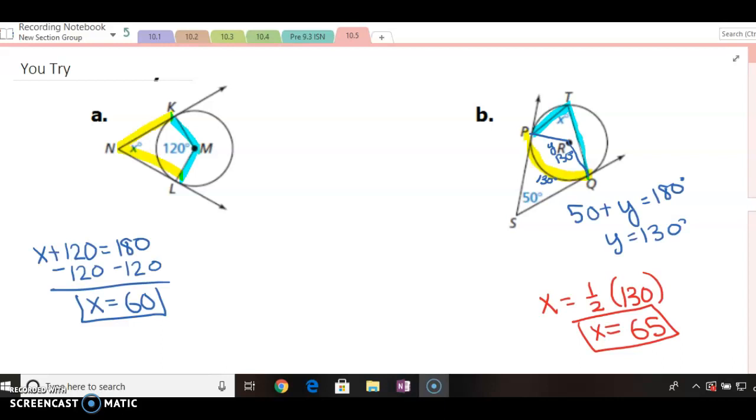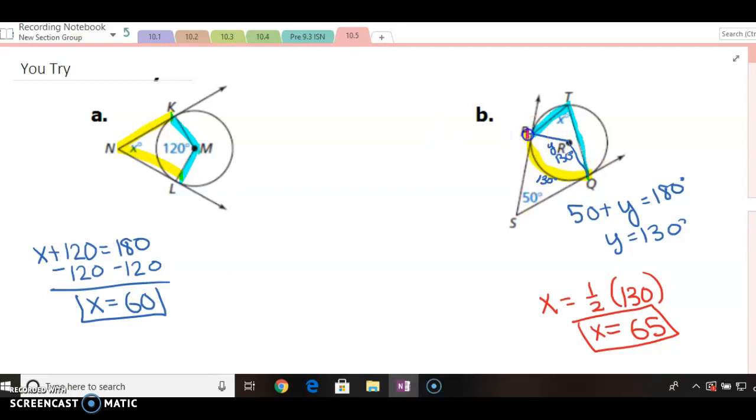All right, so if we go over this, on part A, that was the easiest one. You just know that these 2 are supplementary. So x plus 120 equals 180. You get that x has to equal 60. Okay, now on B, this one was a little more work, and if my memory serves me correctly, I believe there might be one like this on your test too. So make sure you do something to draw your attention to look this over again before we take our test.